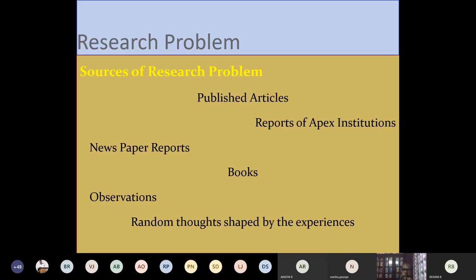So, you should have a thorough understanding about the recent developments in banking.